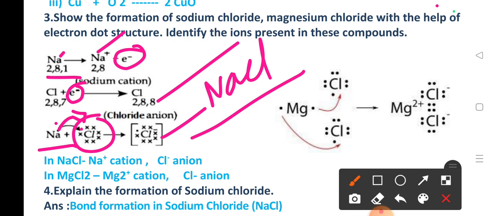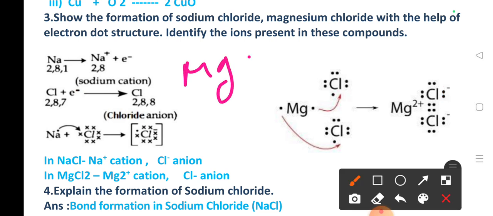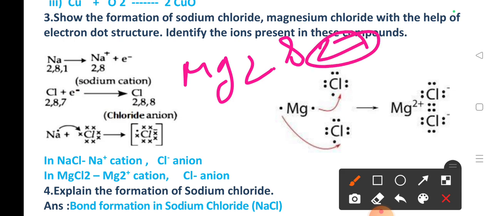Exchange of electrons, an ionic bond is formed here. Next, magnesium. Magnesium's electronic configuration is 2, 8, 2. In its outermost shell, how many electrons are there? 2 electrons are there. Those 2 electrons are free for donating.